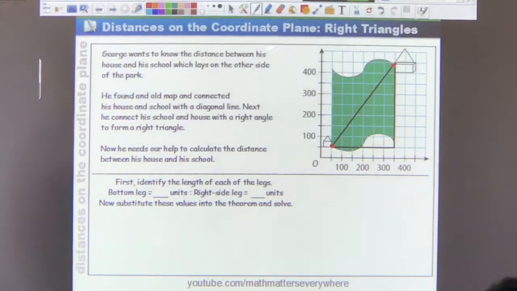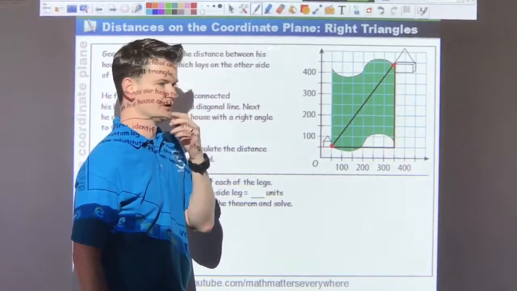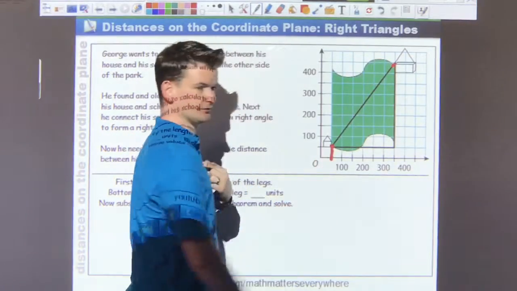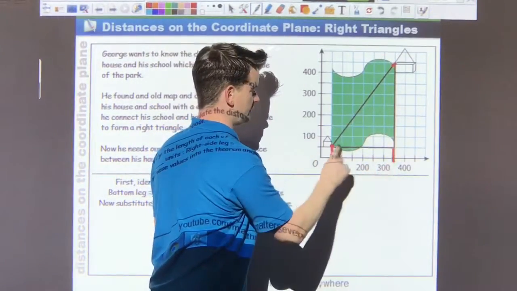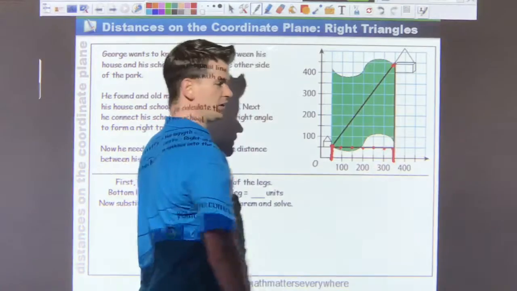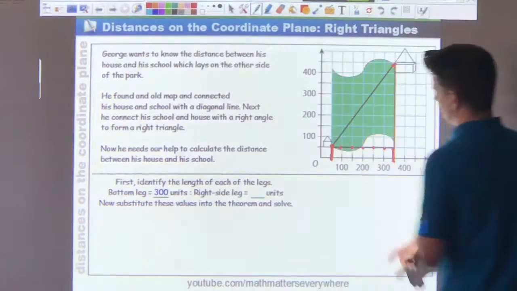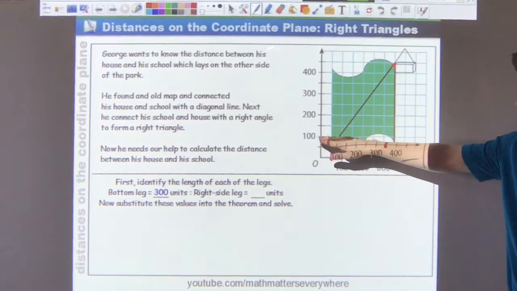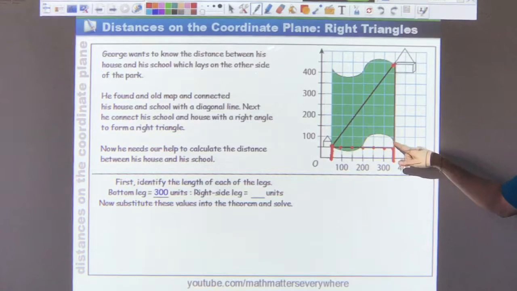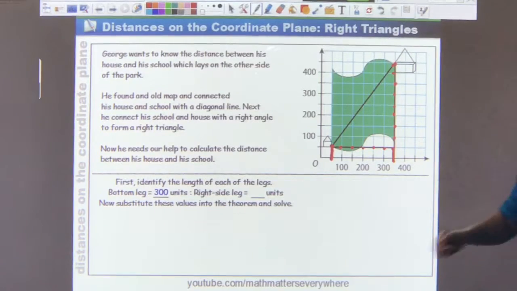The only difference between the problems we've done and this one is you have to be very careful with the units. As you can see, these are not going up by ones. What are these going up by? Hundreds. What are we starting at? 50. So to find the length from here to here: 50, 100, 150, 200, 250, 300. So the bottom leg is 300 units. And this is also going up by hundreds, but in between it is 50, 50, 50, 50, 50, so it's going up by 50s: 50, 100, 150, 200, 250, 300, 350, 400. So the other leg is going to be 400 units.